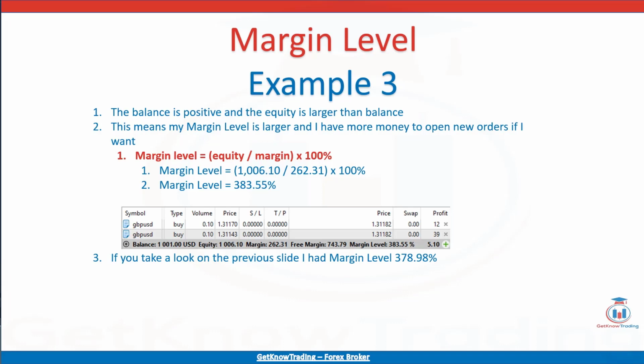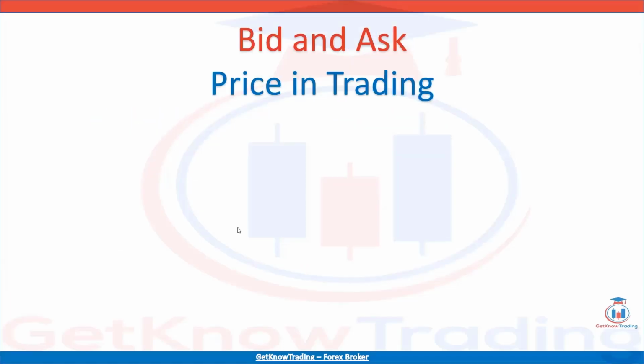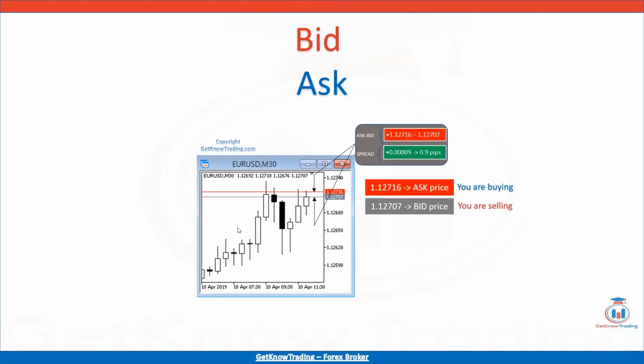Two prices you see on the chart are bid and ask price. Bid and ask price in the Forex market are two prices you see on the chart in the trading platform. Bid and ask price represent the price you will enter the trade at when you open a buy or sell order. When you open a buy order, you will pay the ask price, which is higher than the bid price. And when you want to open a sell order, you will pay the bid price, which is lower than the ask price.